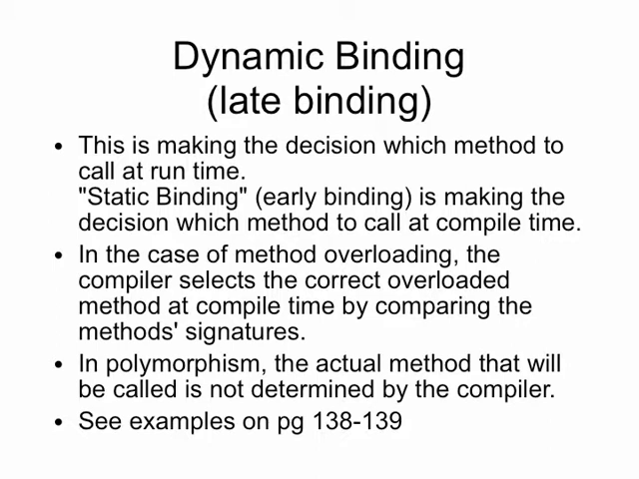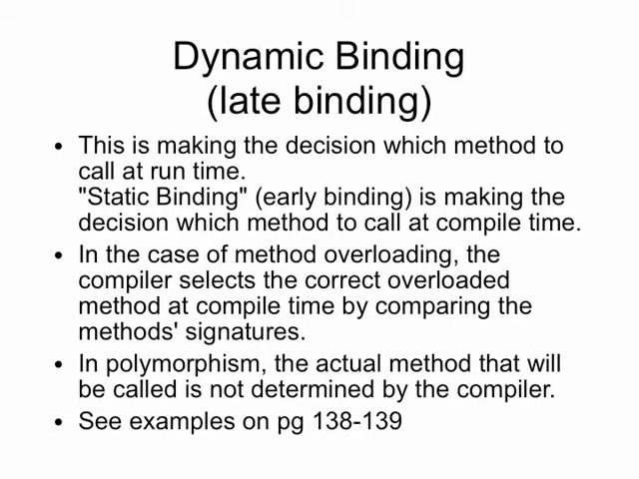There are two types of binding. There's early binding, which happens at compile time, also called static binding, and there's late binding, also known as dynamic binding, that happens at runtime. And what is binding? Binding is picking the right method. So what object or what reference is calling this method? That's known as binding, which method will be called. And when that happens at compile time, that's known as early binding. And when it happens at runtime, that's known as late binding.